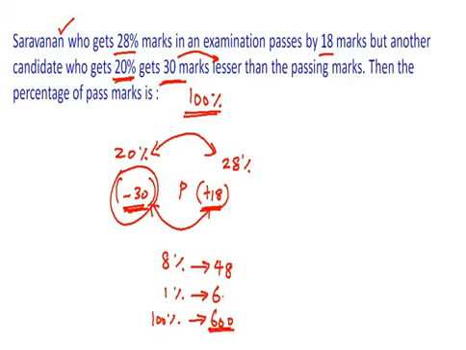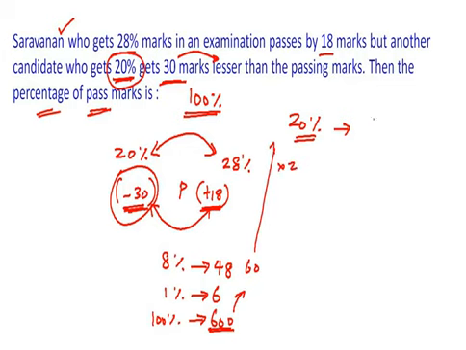Now moving on. We need to find out the percentage of pass marks, right? So let's take any one of the candidates as an example. Maybe let's take the second candidate. He's scoring 20% of the total score, right? So what is 10% of the total score? 60. And what is 20% of the total score then? Times 2. So the total score obtained by the second candidate is 120.